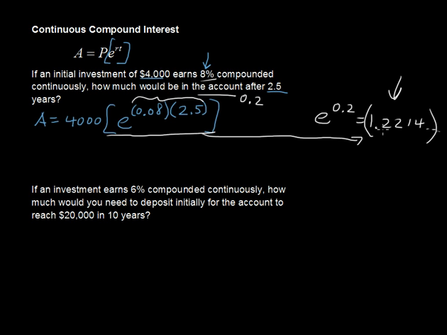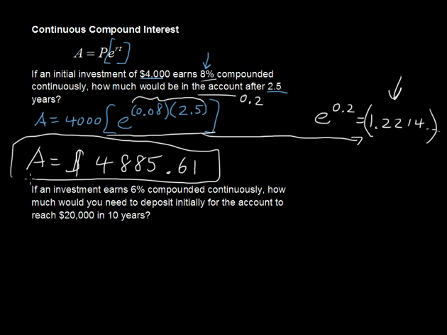So 4,000 times all of that, then 4,000 times the 1.2214 is approximately $4,885. So let's write that down. $4,885.61. Okay, so order of operations. That's the big point here, is that order of operations is very, very important with all these problems. Perform the exponents first before the multiplication.